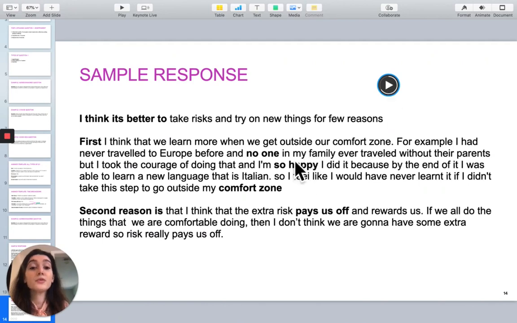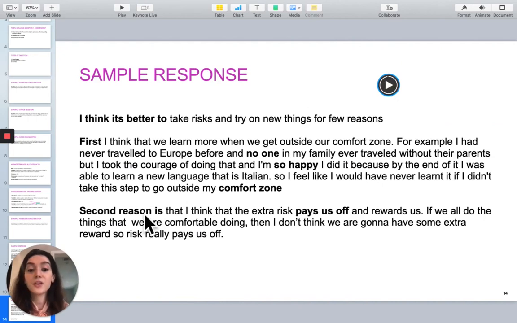Yeah, right. So through my example, you saw how I proved that going outside my comfort zone really helped me, and it helped me to learn a new language, right? So prove through your reason how it helped you to go outside and take that risk. The reason is that I think the extra risk pays us off and rewards us. If we all do only the things that we're comfortable doing, I don't think we're going to have some extra reward. So risk really pays us off.